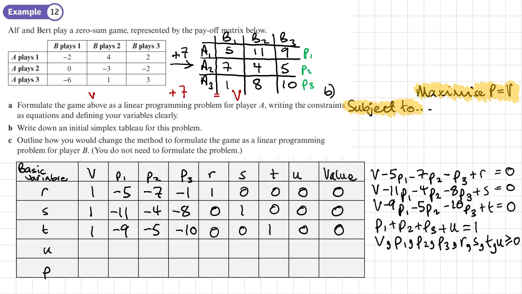So we have no V, but we've got a P1, a P2 and a P3, no R, S or T. There's a U, and the value of this one is equal to 1.